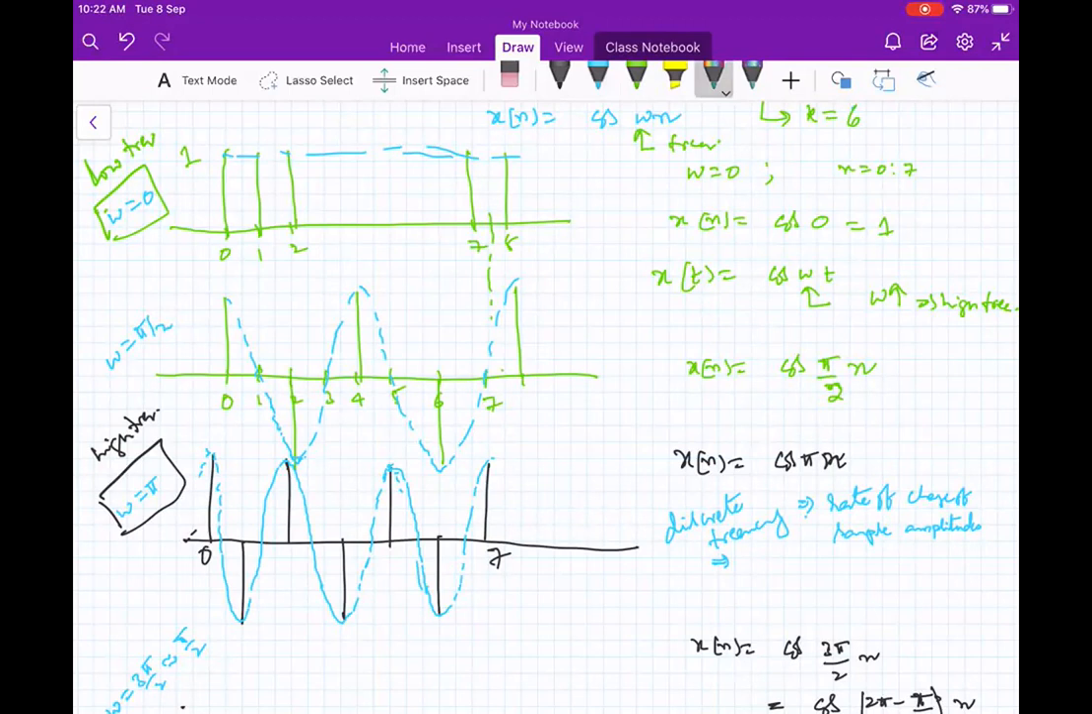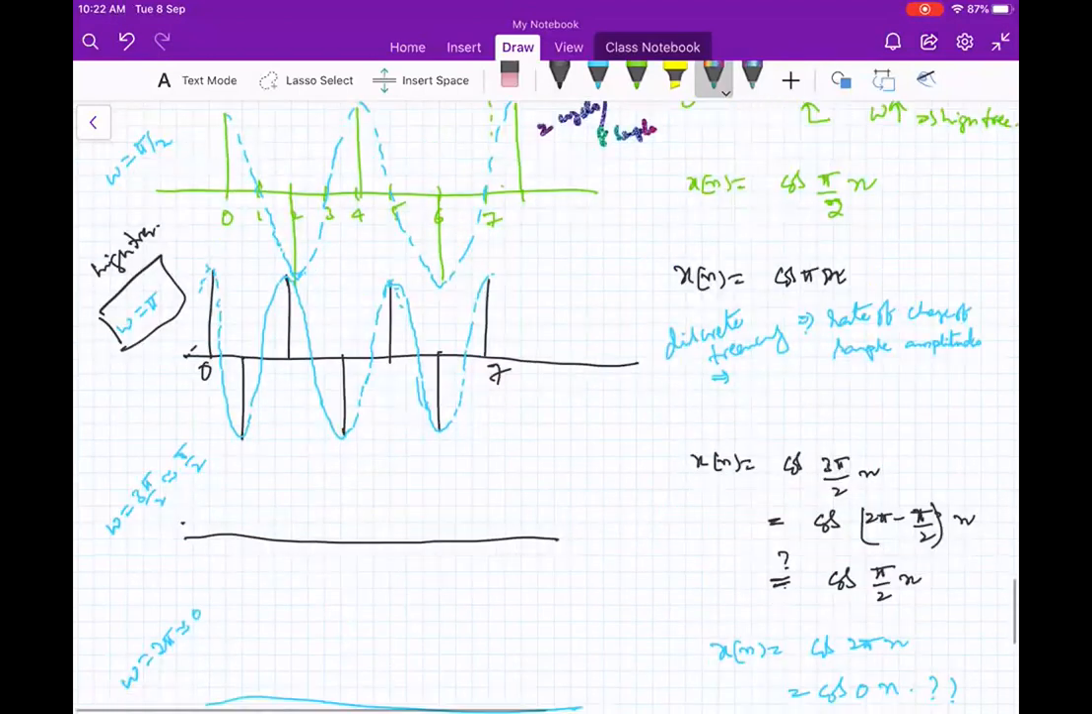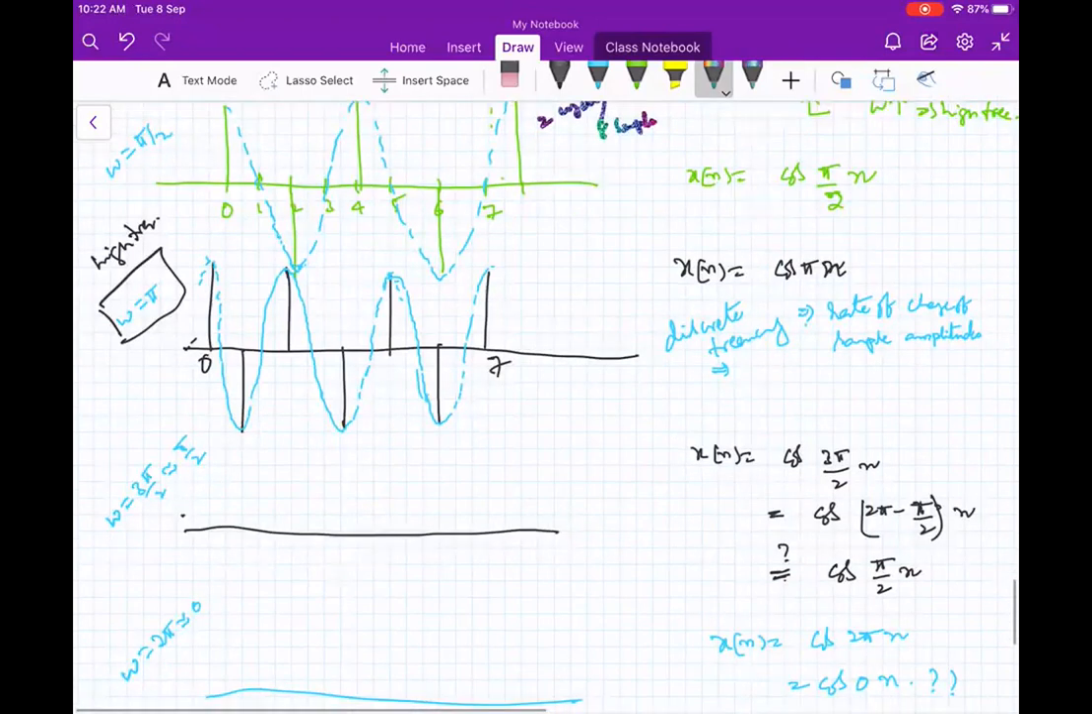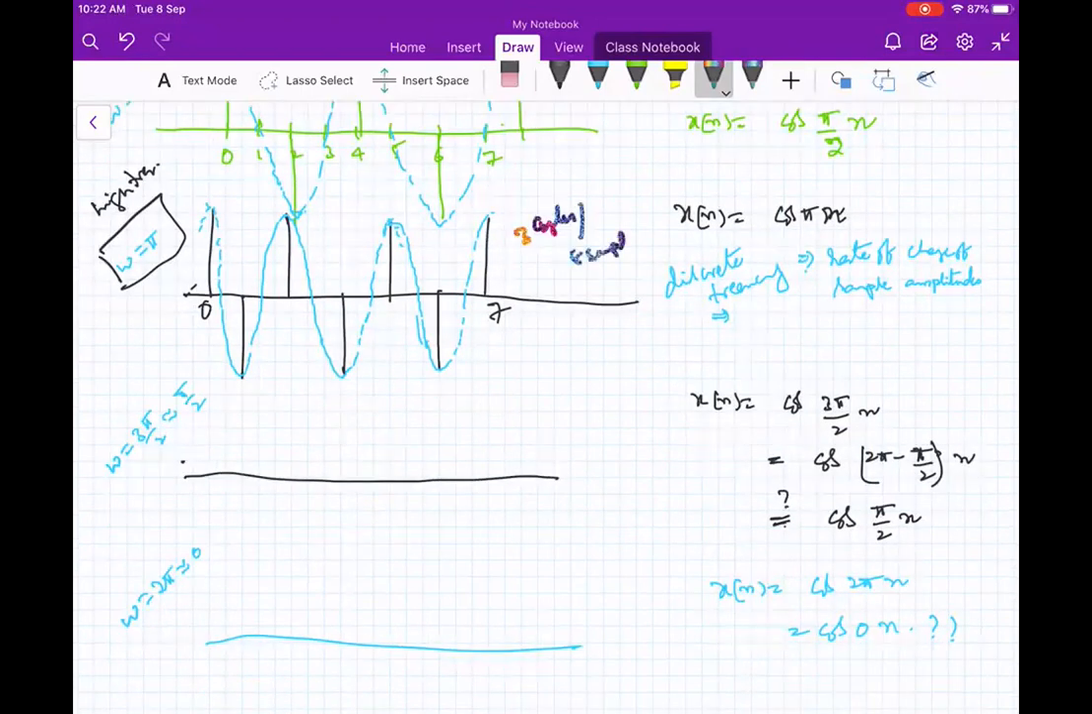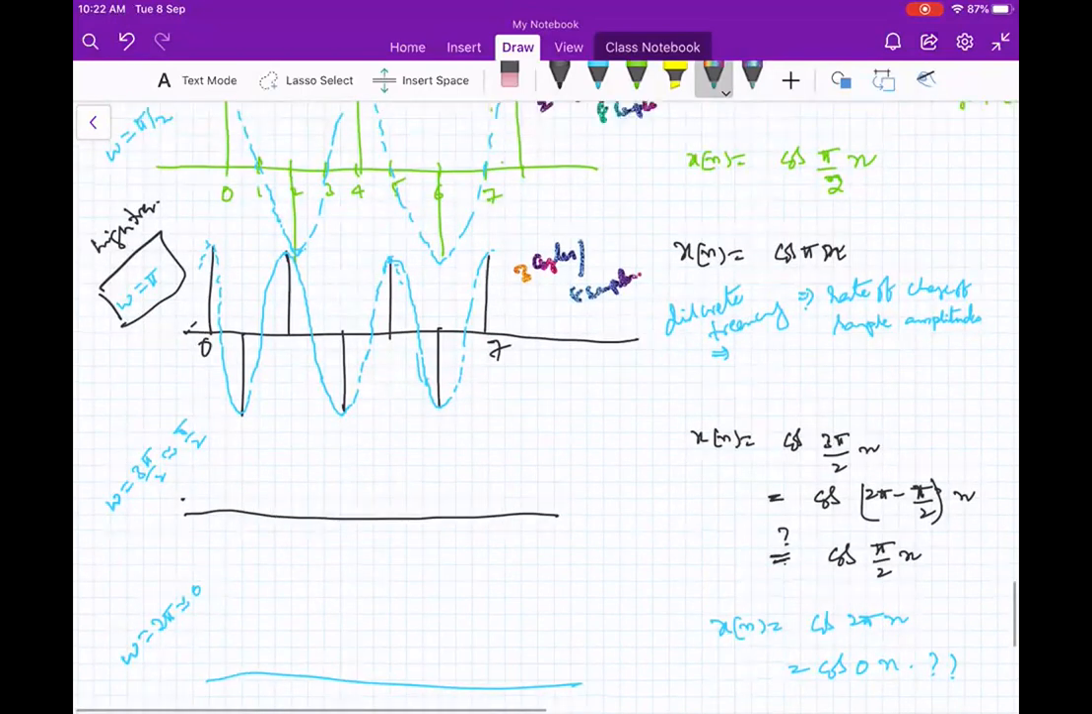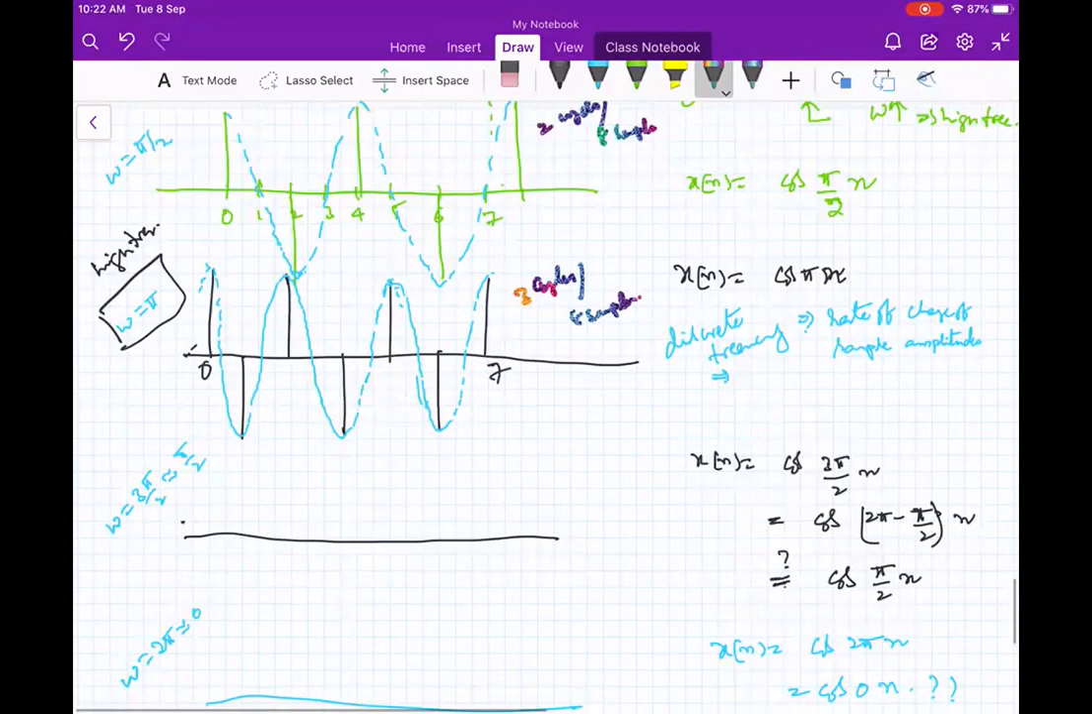So I will write here 0 cycles. So this is 2 cycles per 8 samples, roughly. Here how many cycles are there in this? 3 cycles per 8 samples. This is another way of defining the frequency. Fine or not? Is there any other way of defining frequency here?